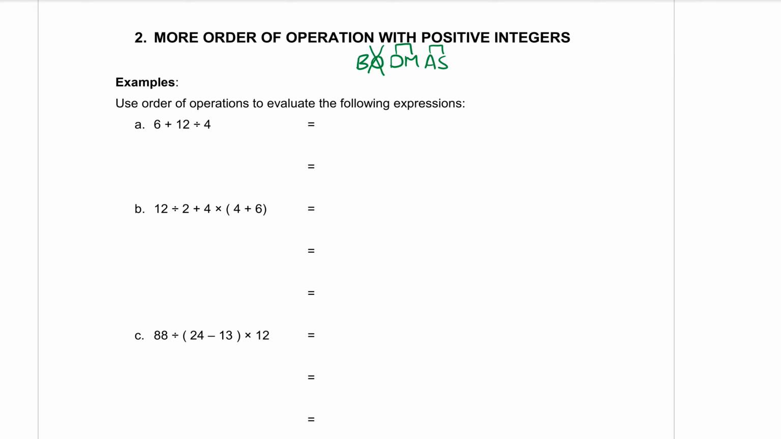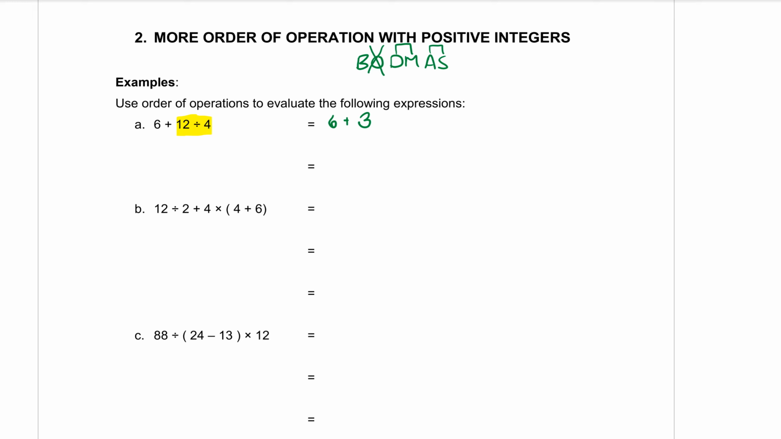Then we're looking for division and multiplication. I have a divide sign here. So that means I want to divide 12 divided by 4. That's what I want to work out. So what I do is I leave the 6 and I leave the plus, but I work out that part that I've highlighted in yellow. 12 divided by 4 equals 3.